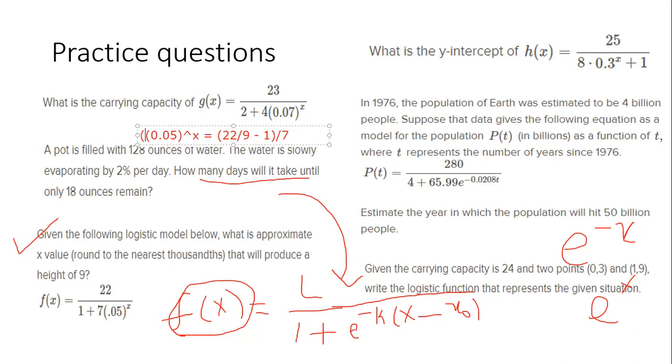Which log? Natural log. You take the ln. When you take the ln, then you can bring the power down. So x will be ln of this divided by ln of 0.05. That is going to be the answer. Okay? So it's just a practice to help you get on track, nothing else.